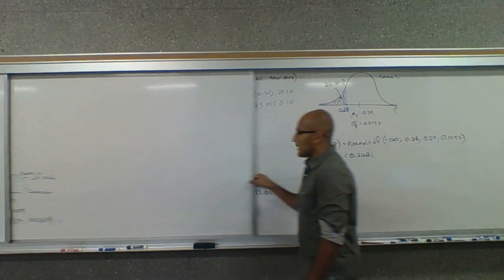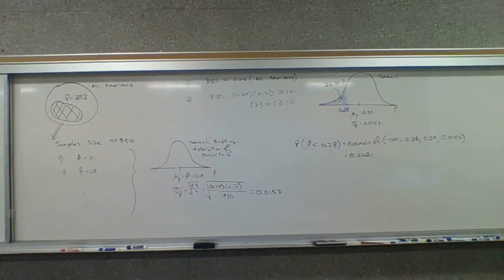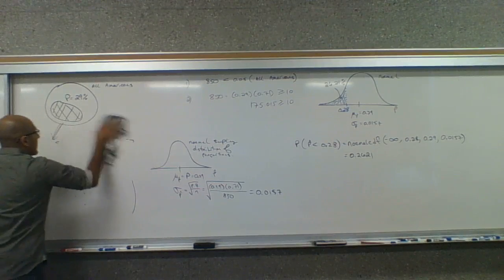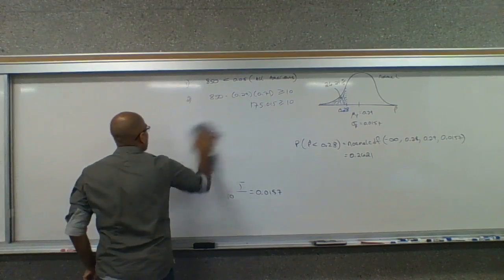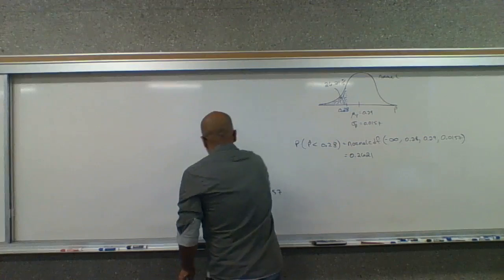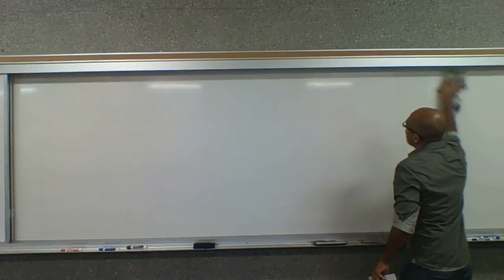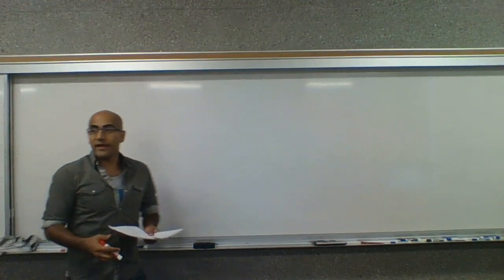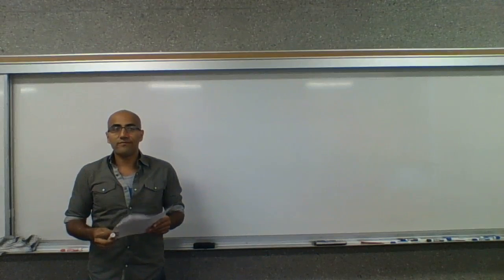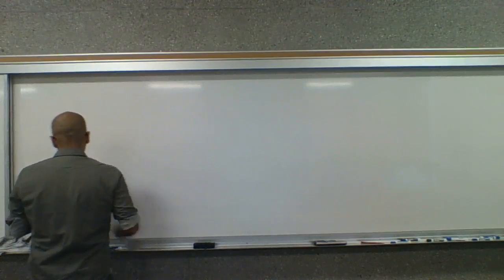What does the 58th percentile mean? The 58th percentile is the number that separates the lowest 58% from the highest 42%. Okay, so our picture for this one will look like this.